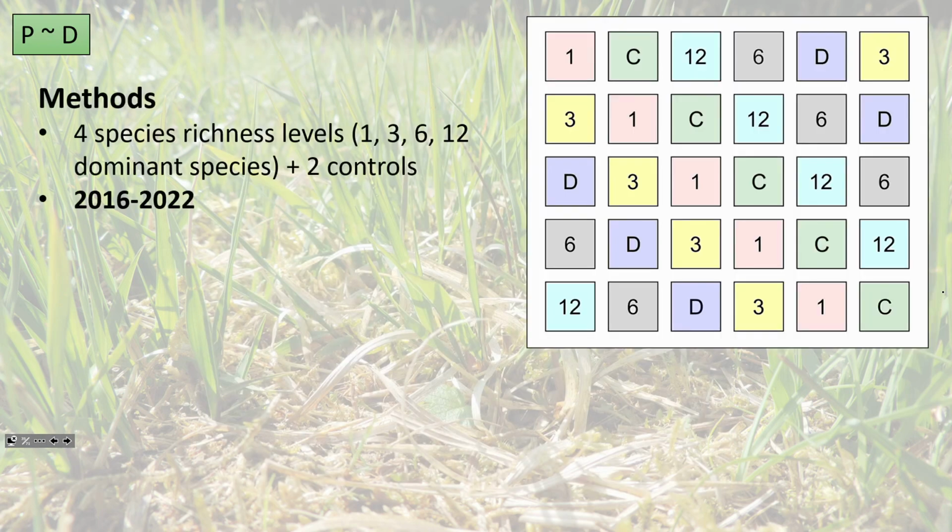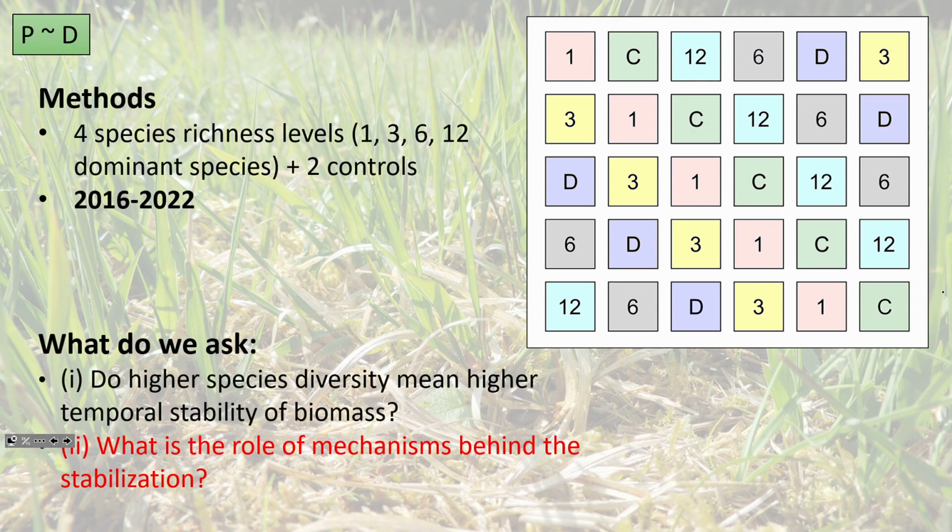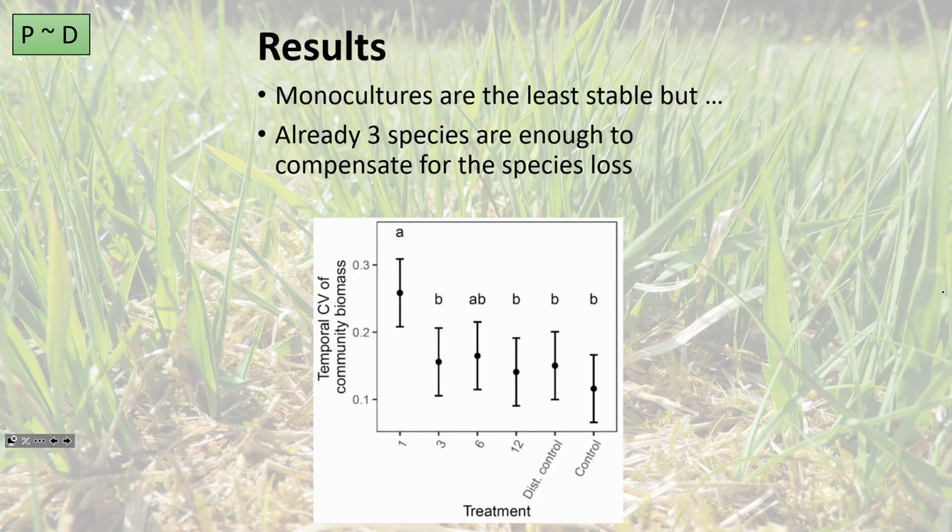So we looked at this aspect again in the same community across seven years, and asked if, again, higher diversity means higher temporal stability of biomass. We were also trying to disentangle the mechanisms behind this stabilization, but I'm not going to show it, because it would be for another presentation, I am afraid. So just the most simple result.